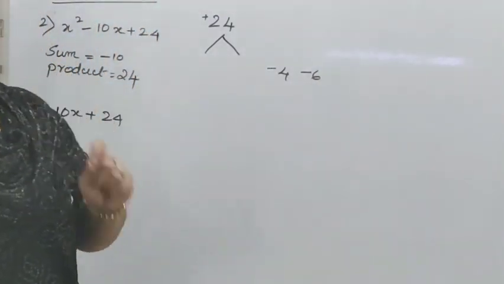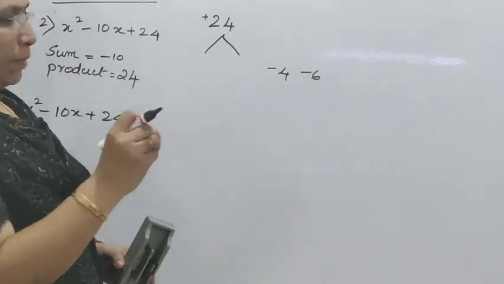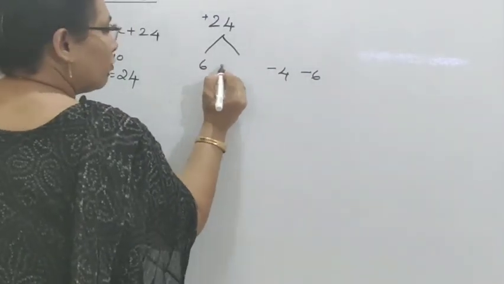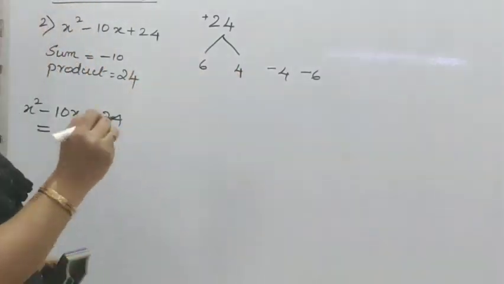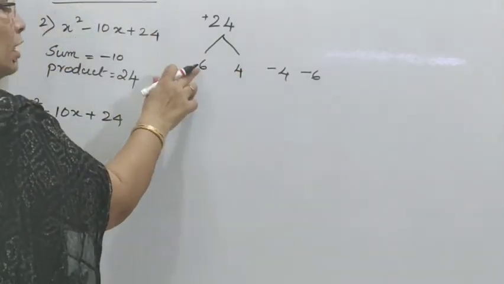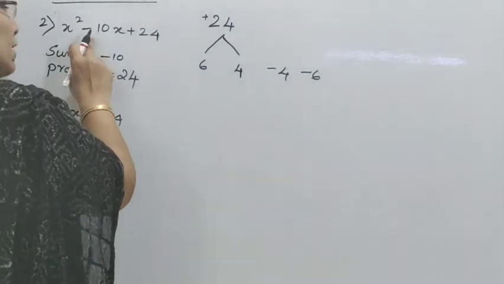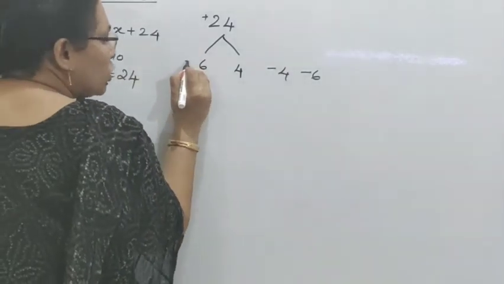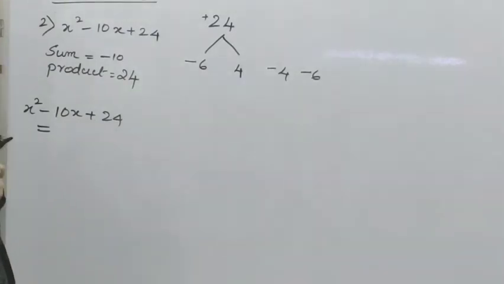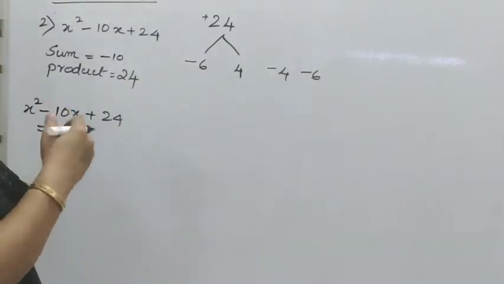Now one more hint I'll give. When we are choosing the numbers, you write here 6 and 4 that you identified. Always the middle term sign should be given to the greater number. What is the hint here? The middle term sign, that is minus, is to be given to the greater number. So the -6 came.